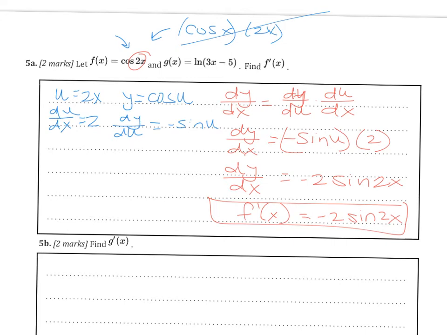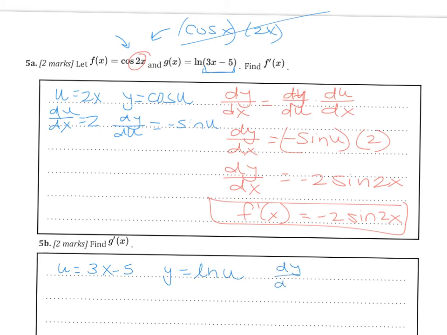Okay, so that was our chain rule for f of x. For g of x, they also want us to find g prime of x for part b. So same idea, when we are looking at this function g of x, we see that there's a function 3x minus 5 in the function ln, so natural log. So again, we're going to set u to be that inside part, 3x minus 5, and that leaves our function y as just ln of u.